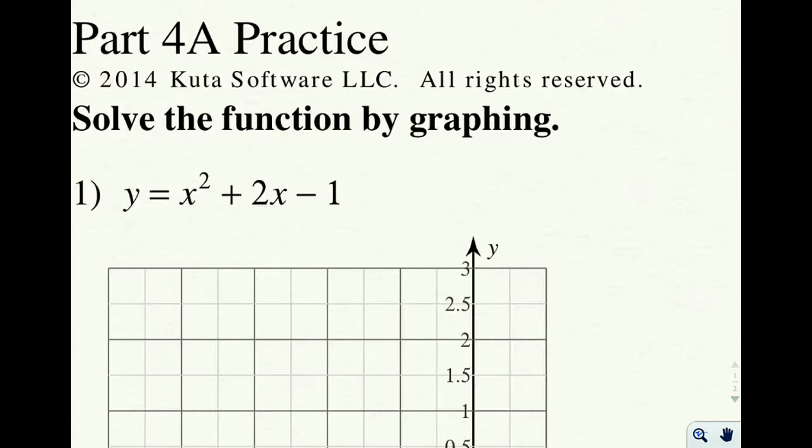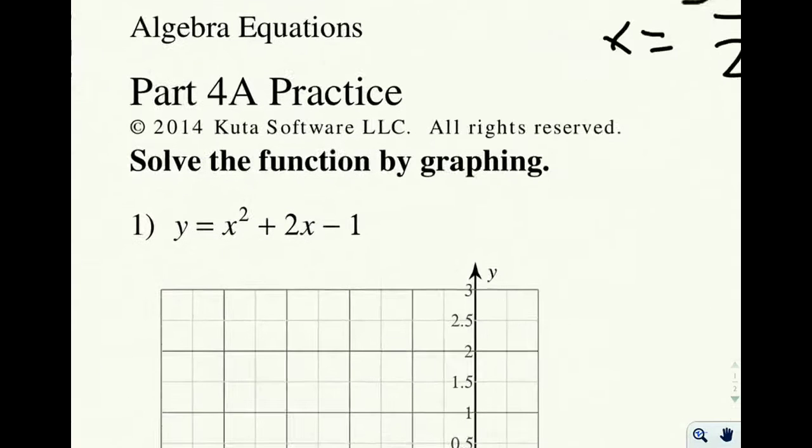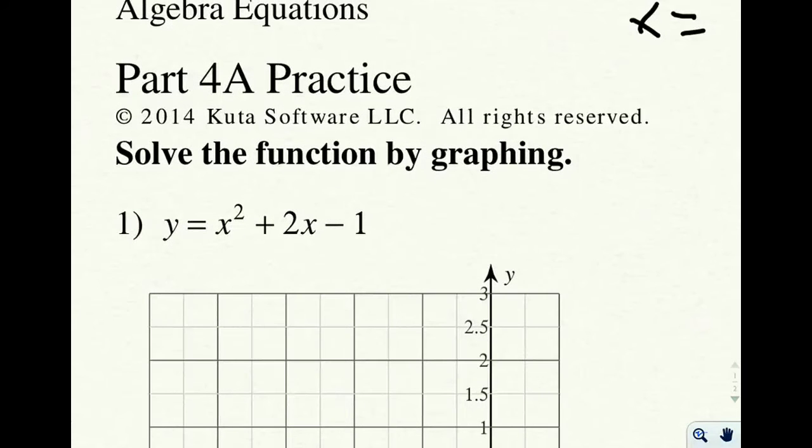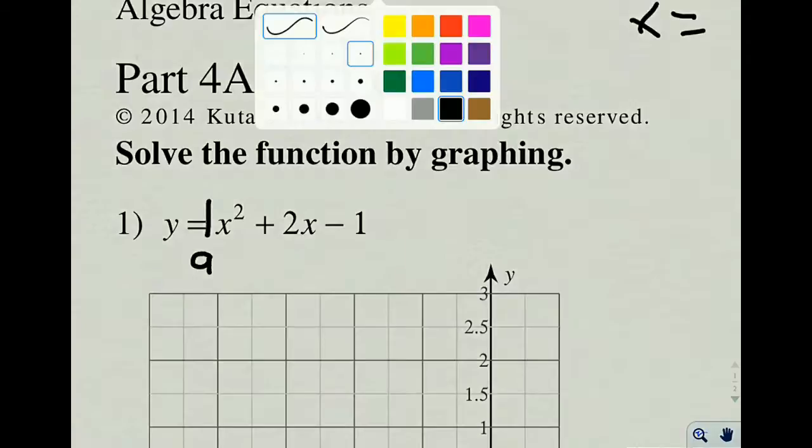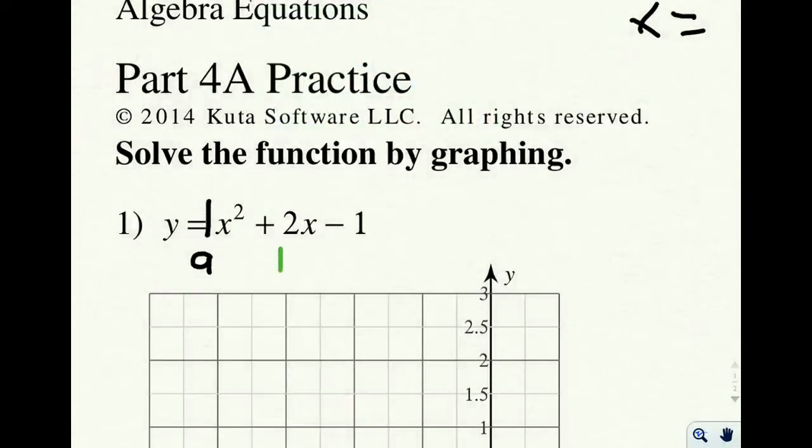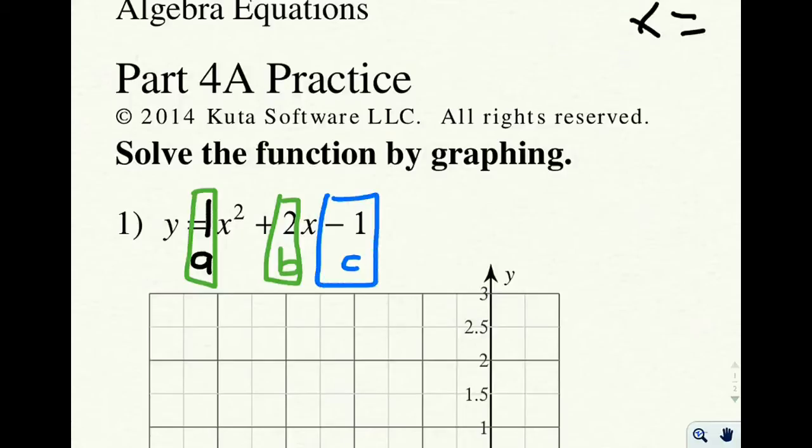In this function, to find a, b, and c, a is going to be the number next to your x squared. In this case, there's no number there, so I'm going to draw in a 1. That is a. B is the number next to the x term, so b in this case is 2, and then again a is the 1. And then c is the number all alone, so c in this case is negative 1.